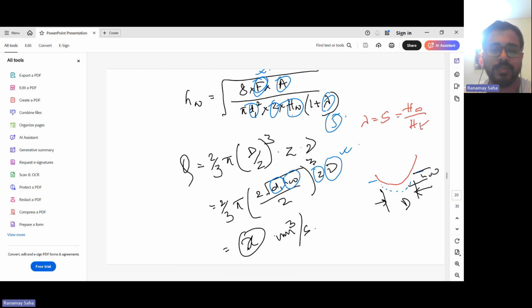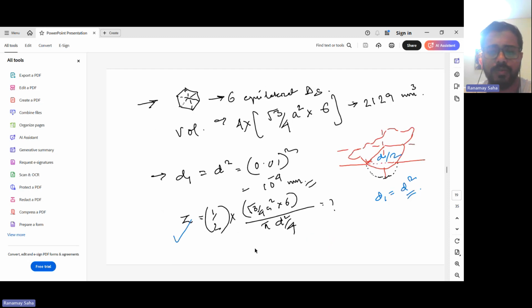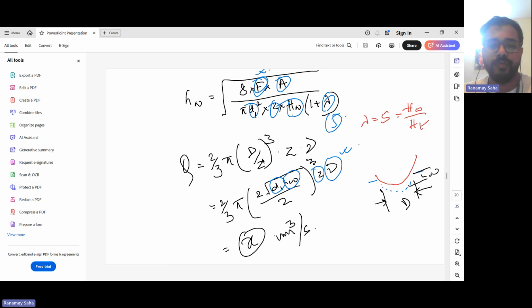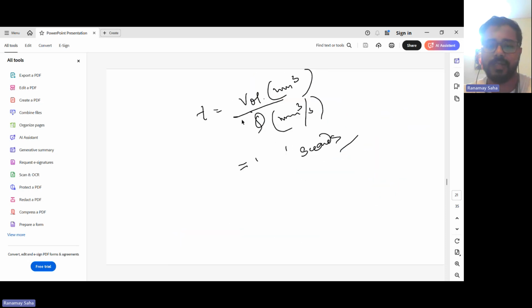The question was to find the time required to get the hole. If you have calculated the MRR, and you divide the total volume of material removed by the material removed per unit of time, you can get the time value. If you have understood the steps, you can calculate the total value here. So you can take a note of it, and then we'll move to the next question, or if you have any doubts, please ask me.